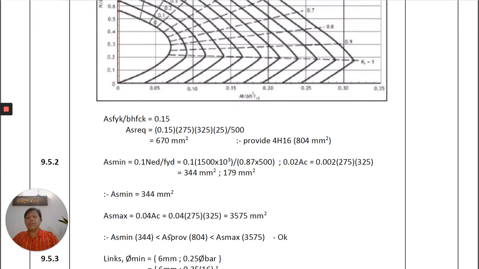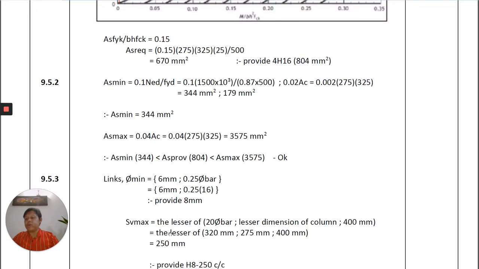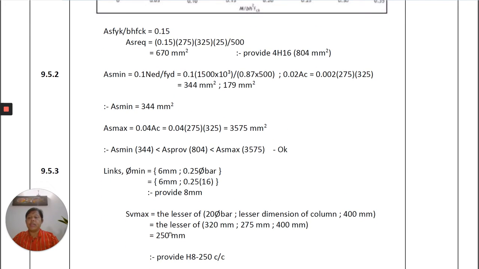Therefore, this value is for the purpose in order for us to determine our As required for the column, area of the reinforcement required for the column. So As required is equal to 0.15 times 275 times 325 times the fck 25 divided by 500. I got the answer 670 millimeters squared. So I provide for H16, which is 804 millimeters squared.